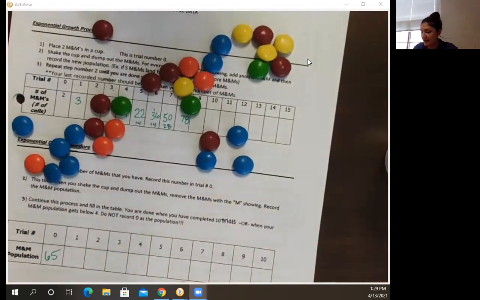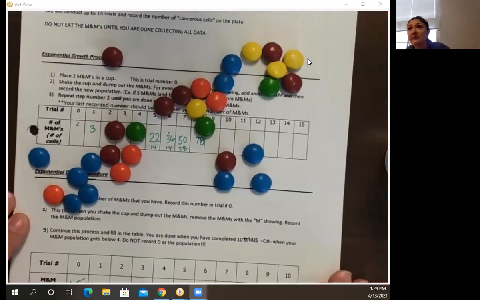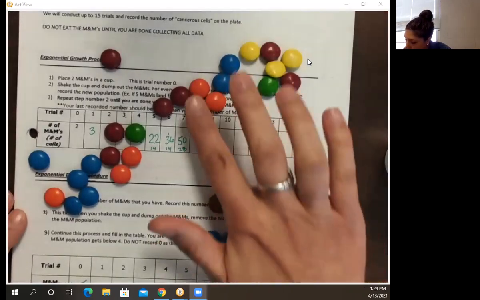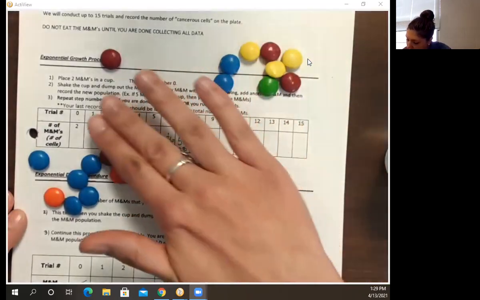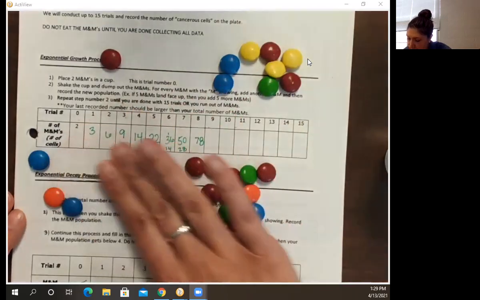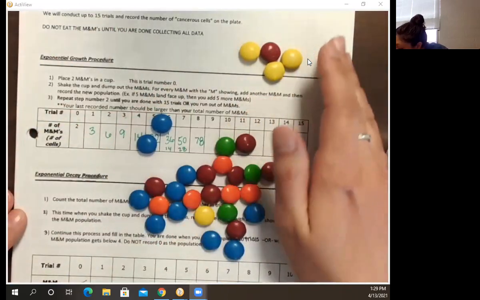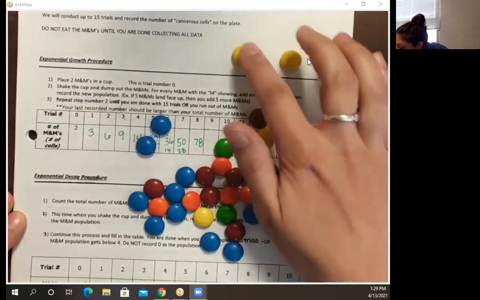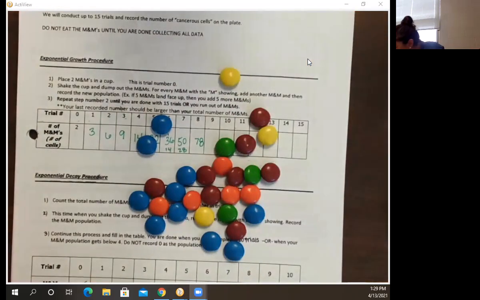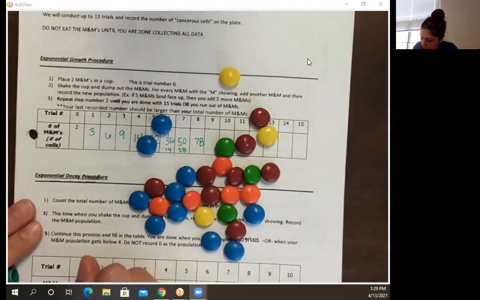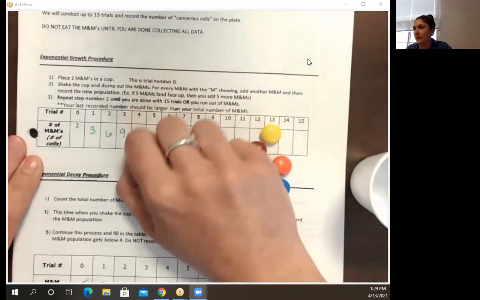I'm going to put those off to the side and count how many we have left. So 2, 4, 6, 8, 10, 12, 14, 16, 18, 20, 22, 24, 26, 28, 29. This one was M side up. So 29. We have 29 M&Ms remaining. So these are going to go back in my cup.